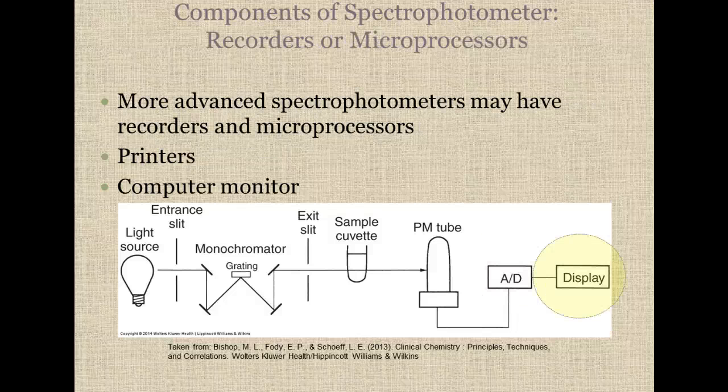Then we have the recorders or microprocessors. On the typical spectrophotometers that we're using when this lecture was created, we just have to write down the results that we're getting. But in more advanced spectrophotometers or in the chemistry analyzers you'll see in the hospitals, they have spectrophotometers in them that relay the results onto a laboratory report.